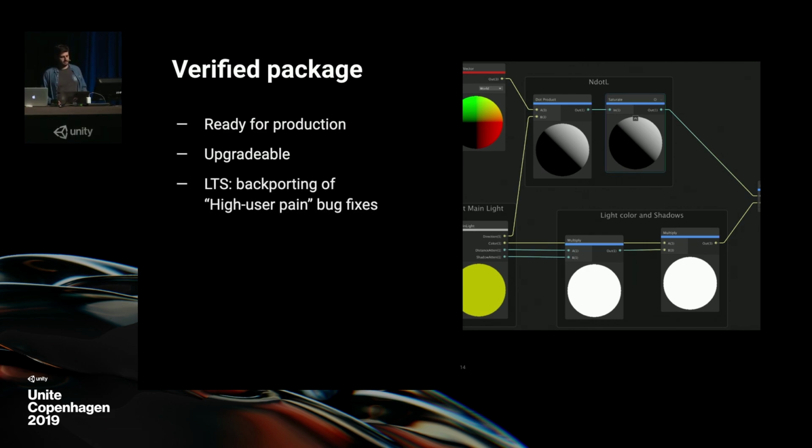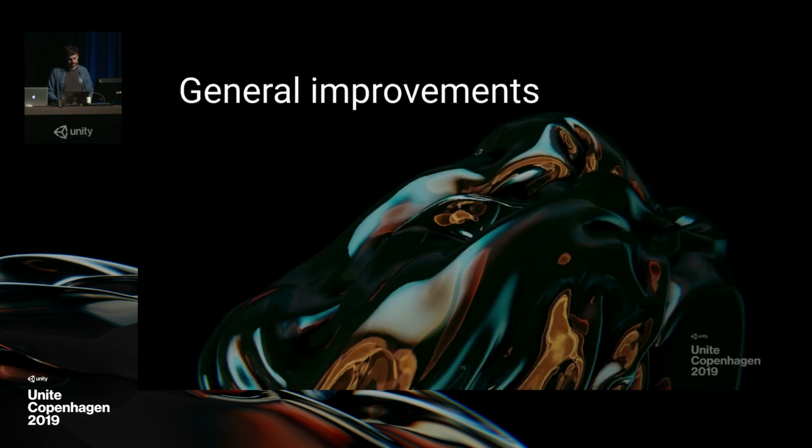And the other cool thing is LTS, the long-term support versions of Unity, the one that comes out at the end of the year. If the package is verified by that time, it falls into the LTS version, and it means that for 2 years from that moment, we will backport all of the critical, high user pain bug fixes to that version. So all the high user pain bug fixes that we will see in 2 years will be backported to the LTS of this year.